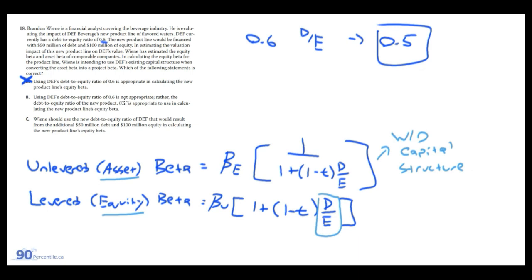Using the company's debt to equity ratio of 0.6 is not appropriate. Rather, the debt to equity ratio of the new product, 0.5, is appropriate. Yeah, so that's exactly what I just said, and that's your answer.